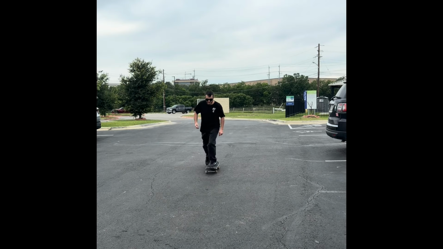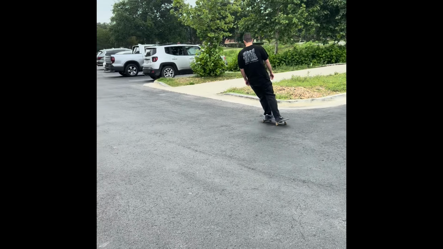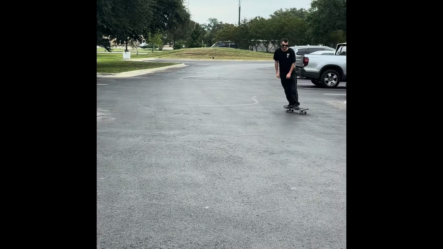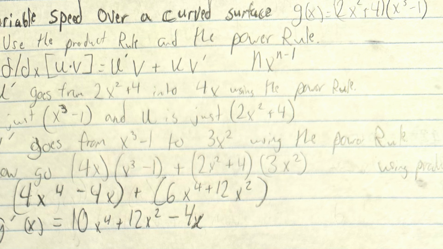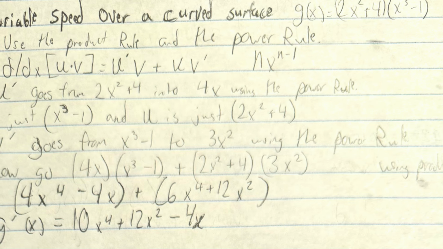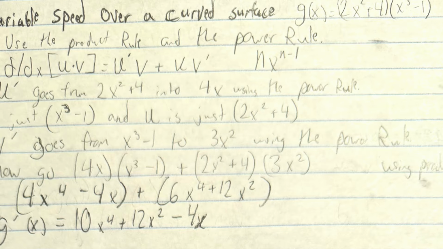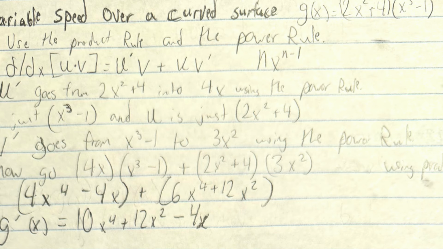So for problem 2, I'm going to find the variable speed over a curved surface when you're riding a skateboard over a curved surface. So just going on a different route, like curved, but the ground's flat and you're just changing speed and rolling on a surface. We're going to use the formula g of x is equal to, in parentheses, 2x to the power of 2 plus 4, times, in parentheses, x to the power of 3 minus 1.